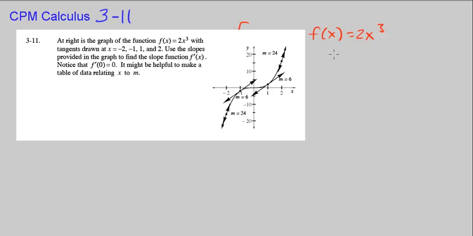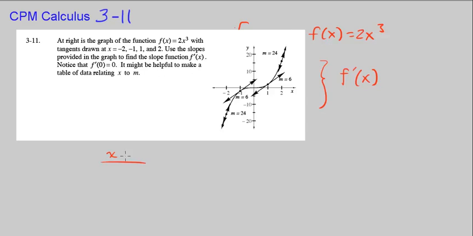Define the function f prime of x. So we want to use this information to find f prime of x, right? Notice that they give us f prime of 0 is equal to 0. Well, it says here, make a table relating x to m.